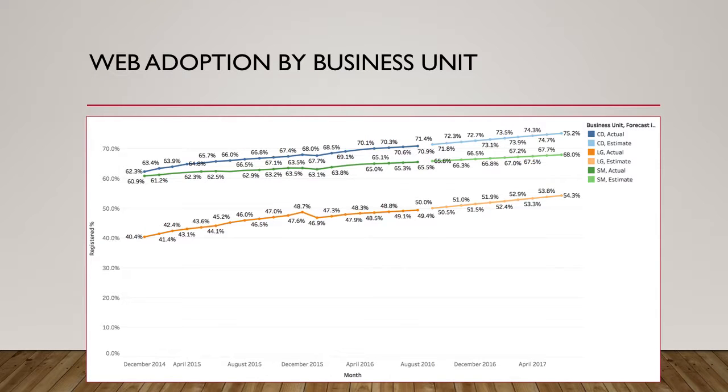Let's look at the adoption percentages by each business unit. Each business unit is colored in this chart. It is quite apparent that the large LG business unit in orange represents the biggest opportunity to improve web adoption.